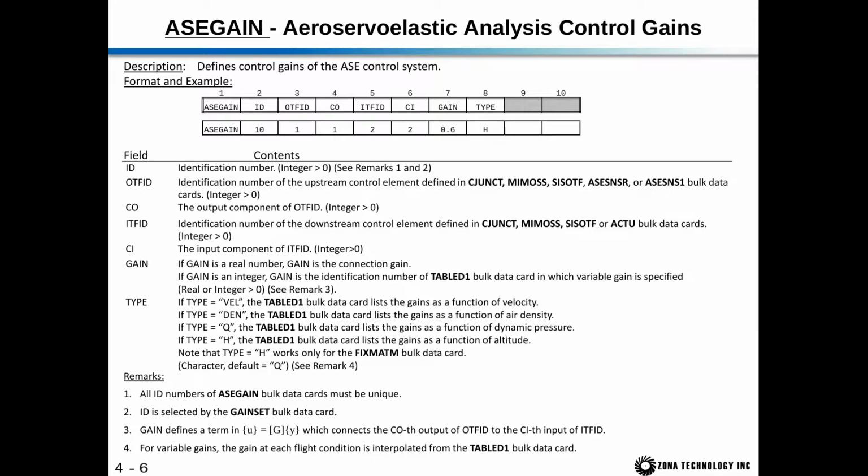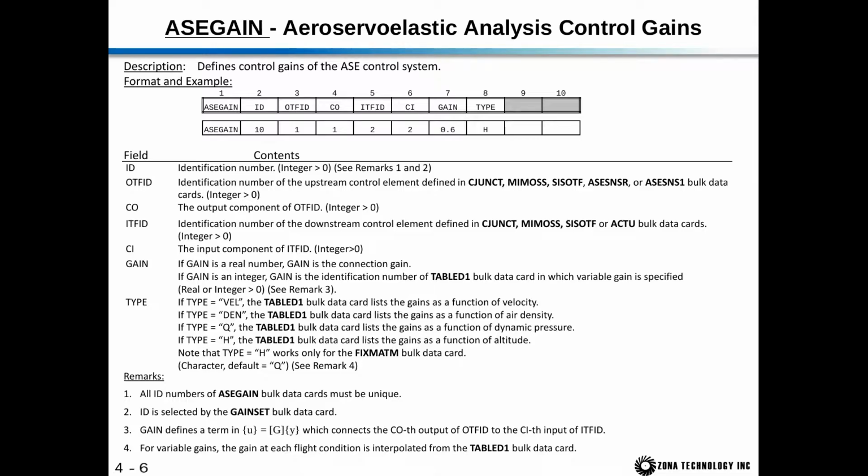Next, we have the ITFID field, which is the identification number of the downstream control element, defined in either the CJunct, MIMO SS, CISO-TF, or the ACTU, the actuator, bulk data cards. And then likewise, the CI field is the input component of that control element. So once again, the CISO-TF and actuator only have one input, so CI must be 1. For the CJunct and MIMO SS, as those are multi-input, multi-output elements, you select which input through the CI field.